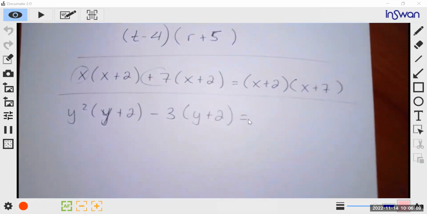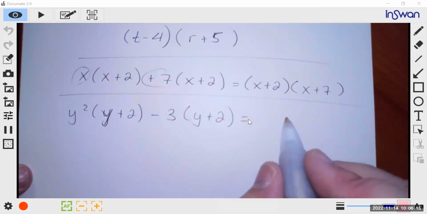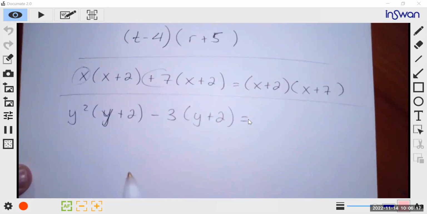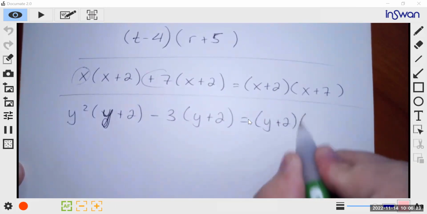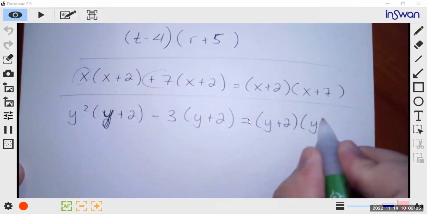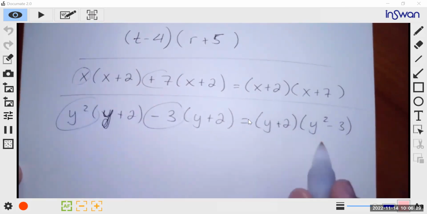How about that one? No, these are all Y's. So Y plus 2 is factored out, leaving me with... Right. So whatever goes in front is the second parenthesis.